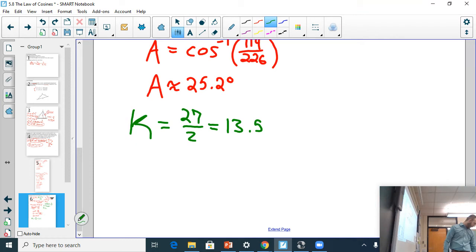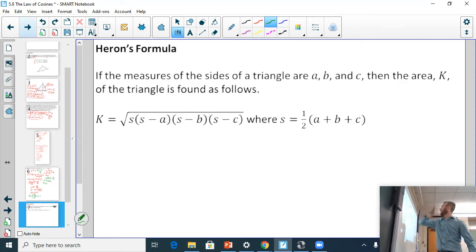Delta Math might want it in a fraction. I'm not sure. Just do whatever it asks you for. So that one's not too bad.